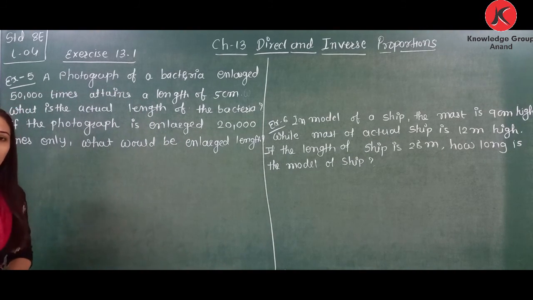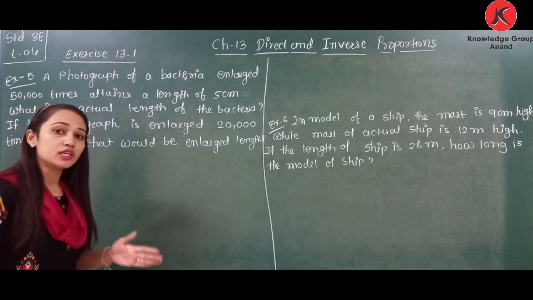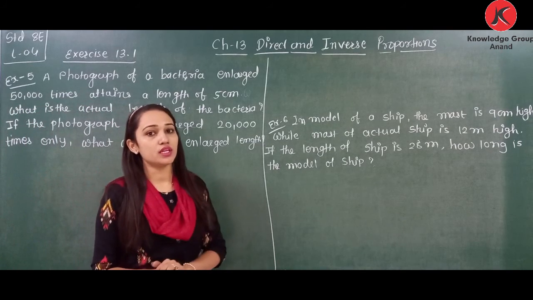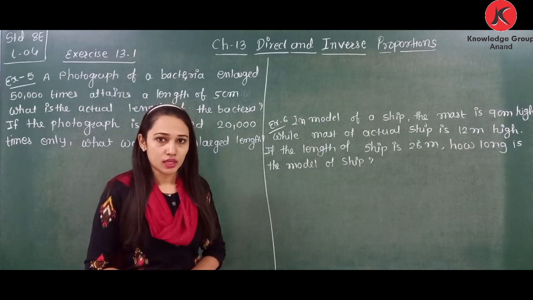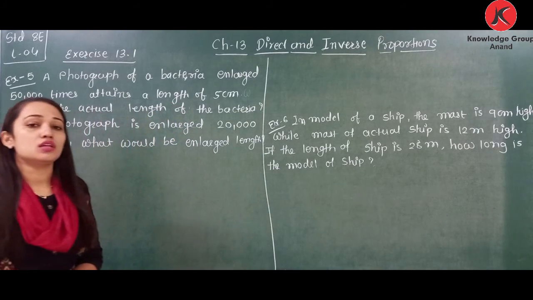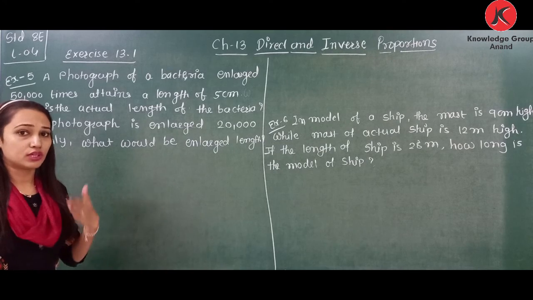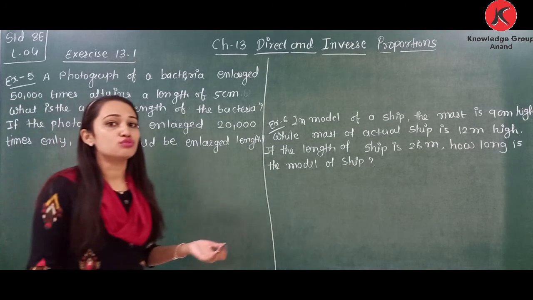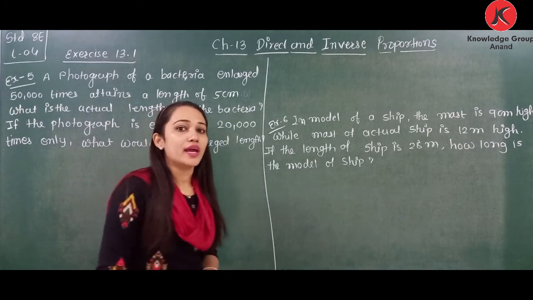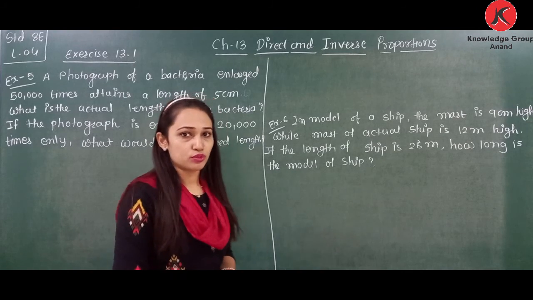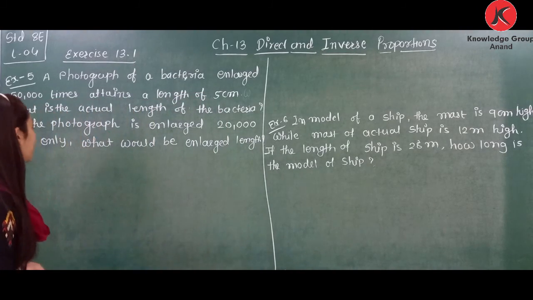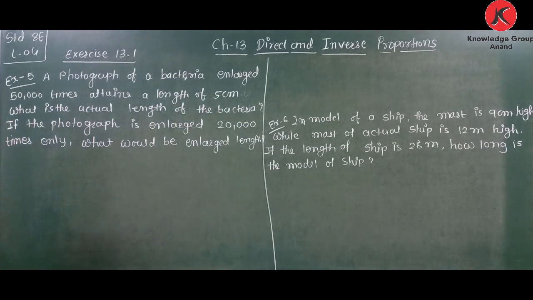Clear? So you need to think about whether, after increasing the first quantity, the second quantity is increasing or decreasing. If both quantities increase or both decrease, it is a direct proportion. And if an increase in one leads to a decrease in the other, that will be inverse proportion. Clear? So here is the question, example 5.